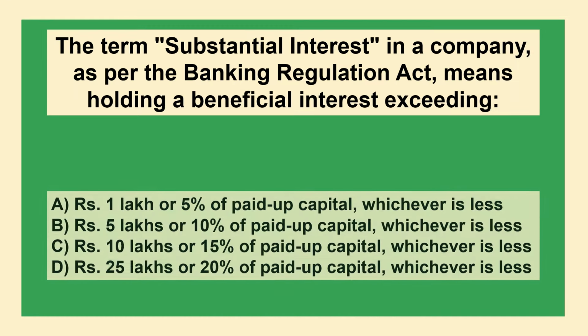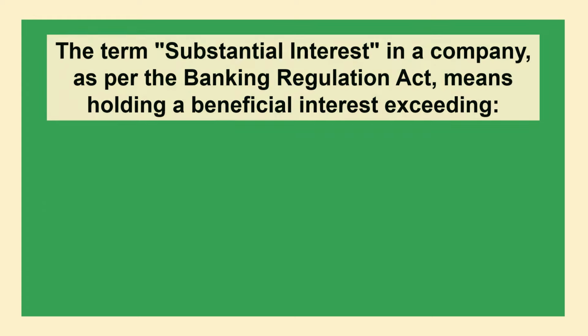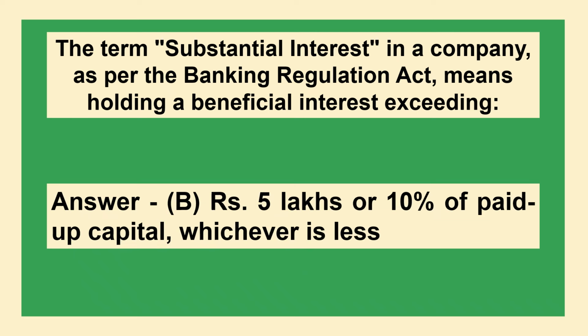The next question is: the term substantial interest in a company as per the Banking Regulation Act means holding a beneficial interest exceeding option A, rupees 1 lakh or 5% of paid up capital whichever is less. Option B, rupees 5 lakhs or 10% of paid up capital whichever is less. Option C, rupees 10 lakhs or 15% of paid up capital whichever is less. Option D, rupees 25 lakhs or 20% of paid up capital whichever is less. And the correct answer is option B, rupees 5 lakhs or 10% of paid up capital whichever is less.